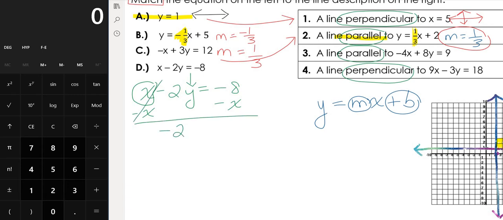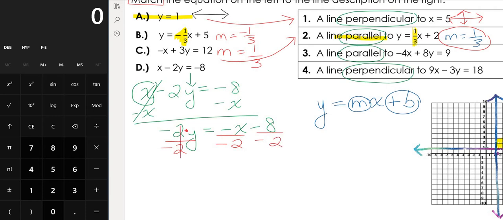Now we have -2y equals, on the right side, -8 minus x. Well, we can't combine them. They're not like terms. So we're going to put them next to each other. -x minus 8. And now we are almost getting y by itself. But we have to get rid of that -2. So just like we did before, we're going to break up this marriage between the -2 and the y. And we're going to divide every term in the equation by -2 to get y by itself.